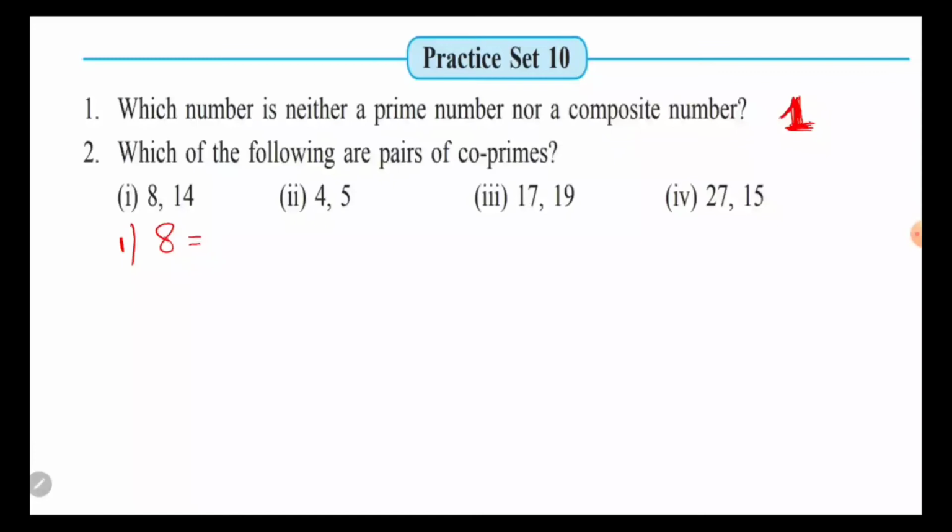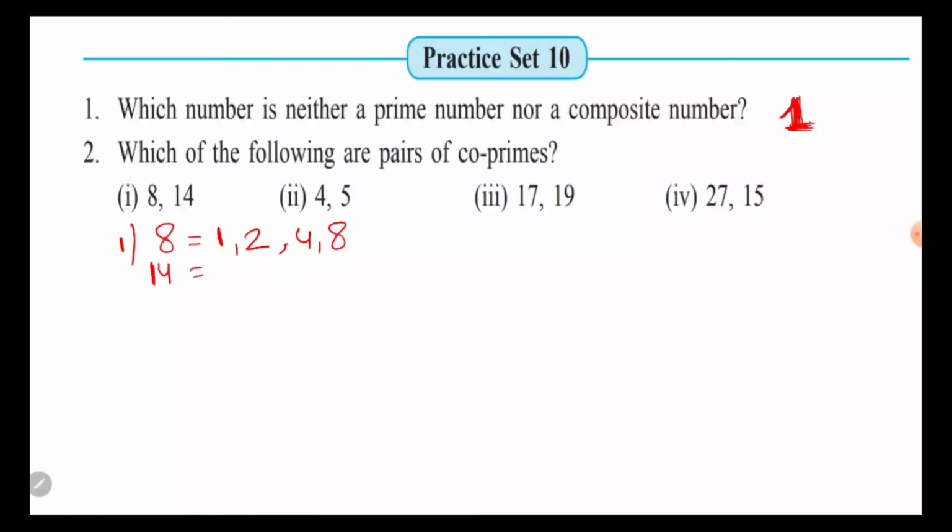Okay, so 8 comes in whose tables? Then we will be writing what? First we will be writing 1, because 1's table includes everything. Okay, then 2 4s are 8, then 4 2s are 8, and then 8. These are the factors for 8.